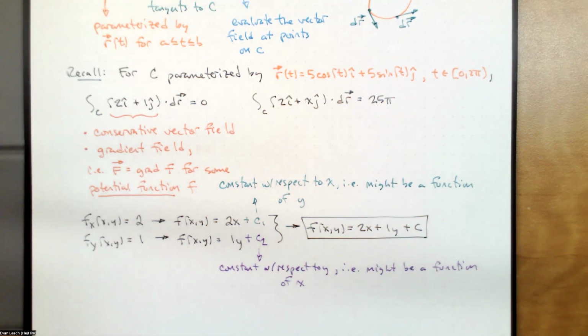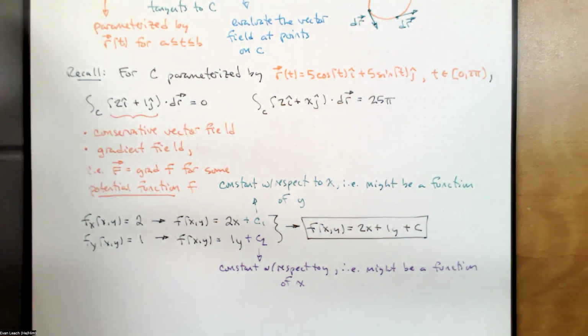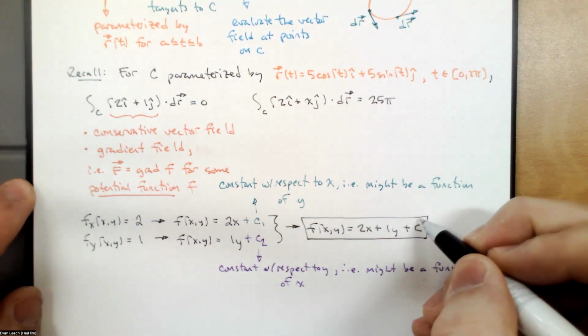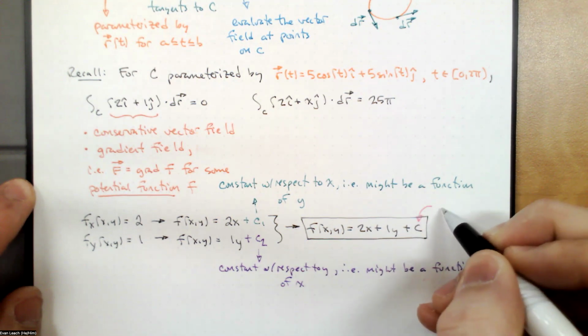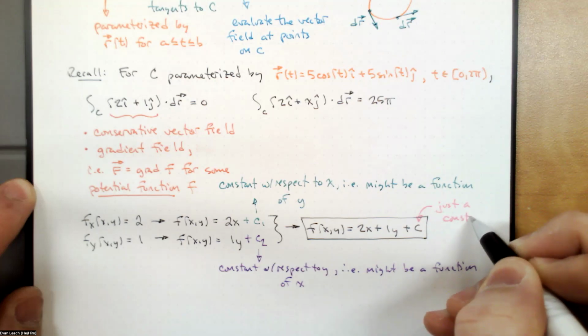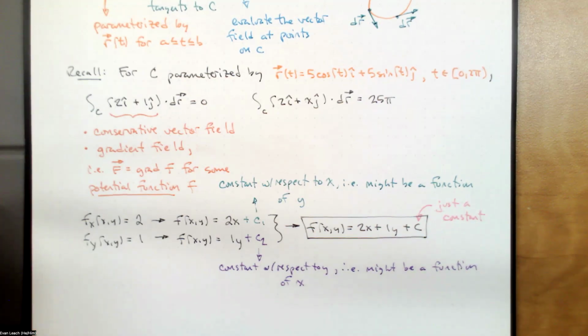So when we combine these two together, this third c that I've written down, that is just a constant. No function of x, no function of y, just constant. Because the derivative of that c needs to be 0 with respect to x and with respect to y.